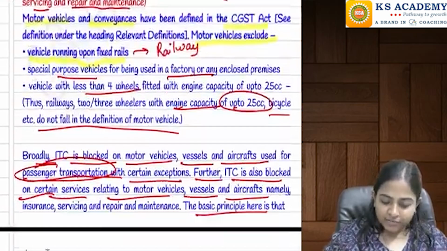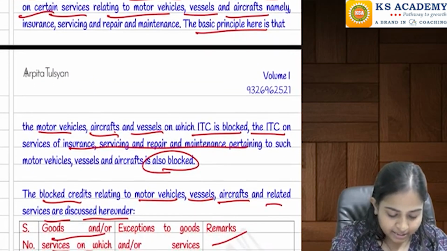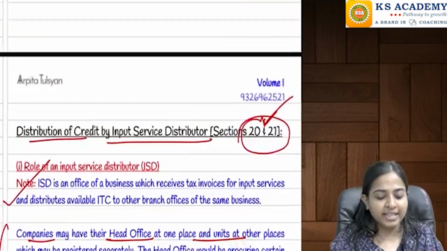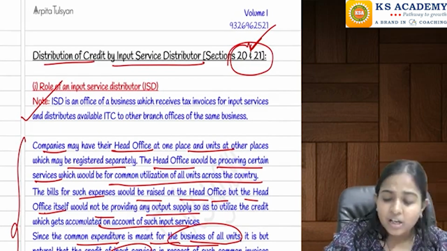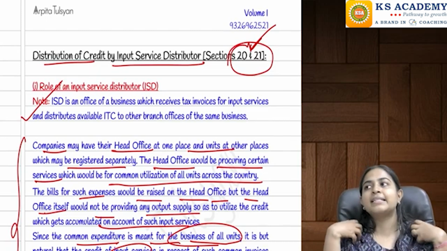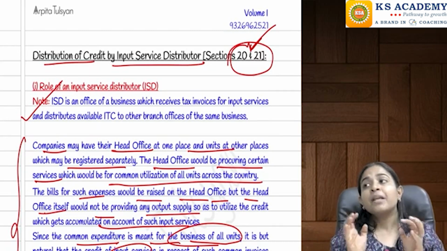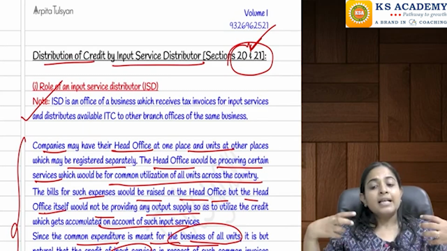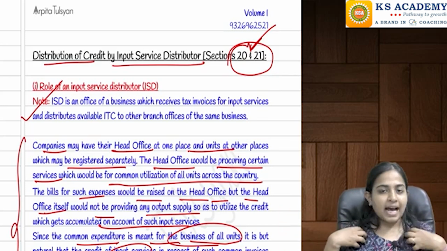Okay, block credits we had already completed, and now the last concept left is that of input service distributor. Let's go to input service distributor. It is covered in section number 21 and section number 22 along with the rules. Now the ISD concept we had already discussed. What happens in case of ISD? ISD is nothing but an office of a particular business, just like a head office, which receives some input services invoices. Services are actually utilized by its offices, but invoices are received by the head office.